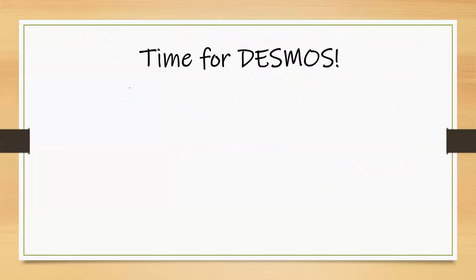And that is how you solve when we say full triangles. That's how you solve for all of the missing sides and angles. Now it's time to move on to Desmos to practice this a little more.